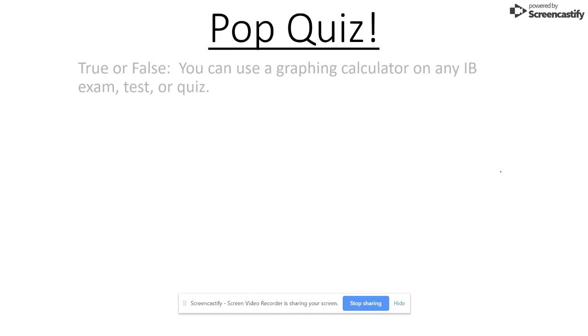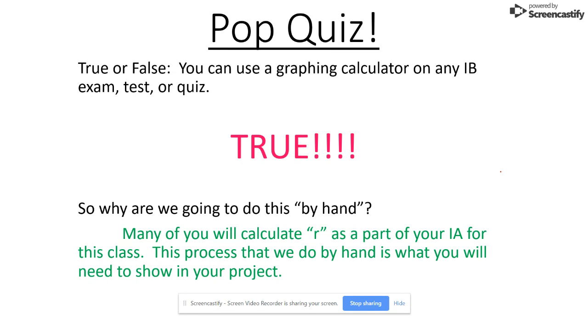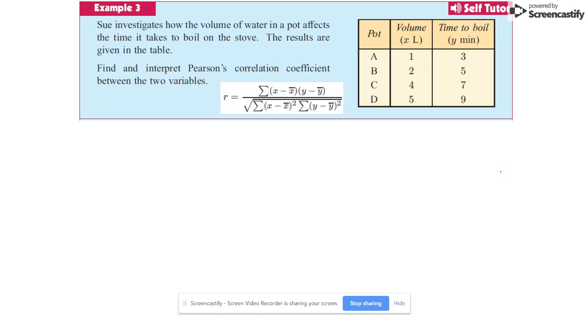We're going to use that table a little bit, but first, pop quiz. True or false? You can use a graphing calculator on any IB exam, test, or quiz. That is true. You are never without your calculator. So you may be asking yourself, why are we going to do this by hand? This whole unit is a lot of what you're going to do for your project, your IA. When we do this by hand, this shows you the process that you would have to use to show your work for your project. That's the important part here. Anytime else when you're asked to calculate r, it would be with technology only.